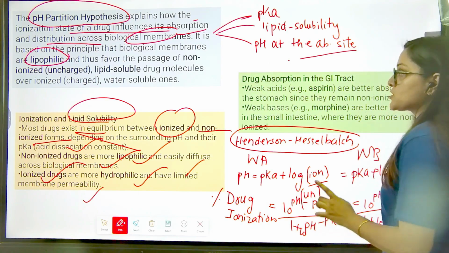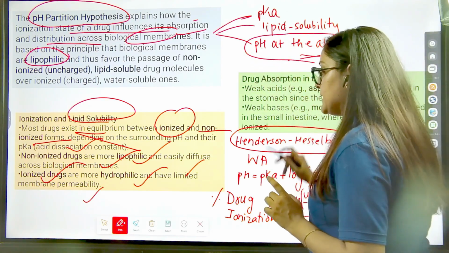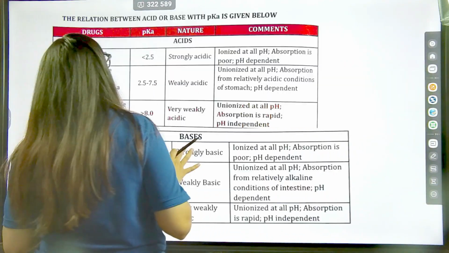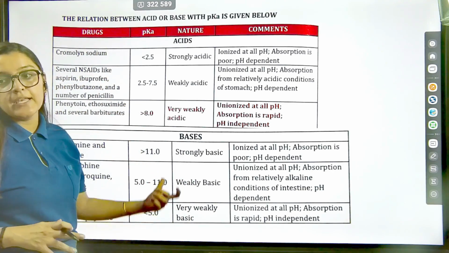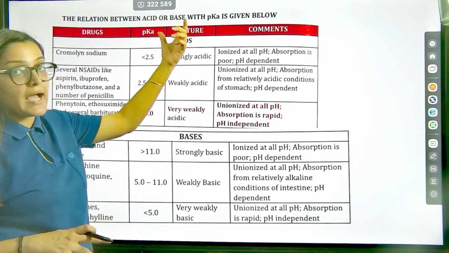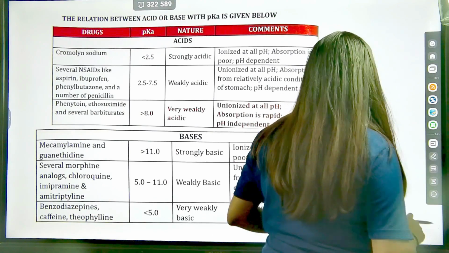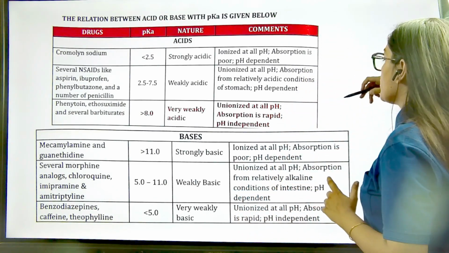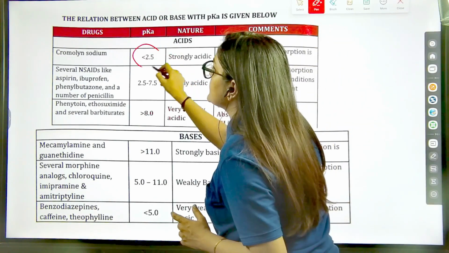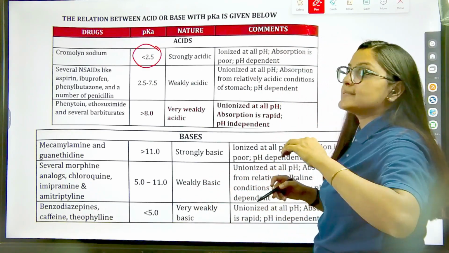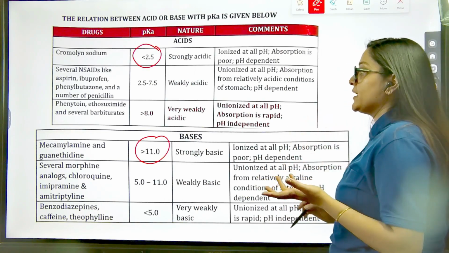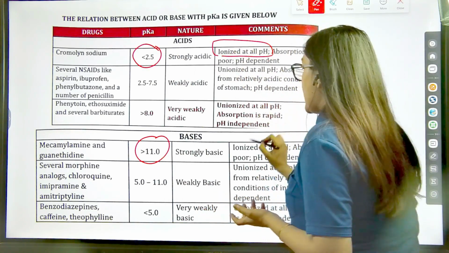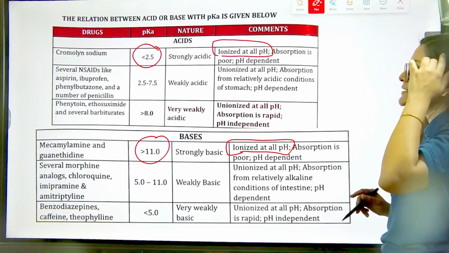So for drug absorption, the third thing is the absorption site pH. Based on the pH partition hypothesis, this is the relation where you can easily see how a drug with a different pKa value is ionized or unionized at what fraction. For example, a drug which is strongly acidic has a pKa less than 2.5, and strongly basic has a pKa more than 11. These will be ionized at all pH values in the GIT.